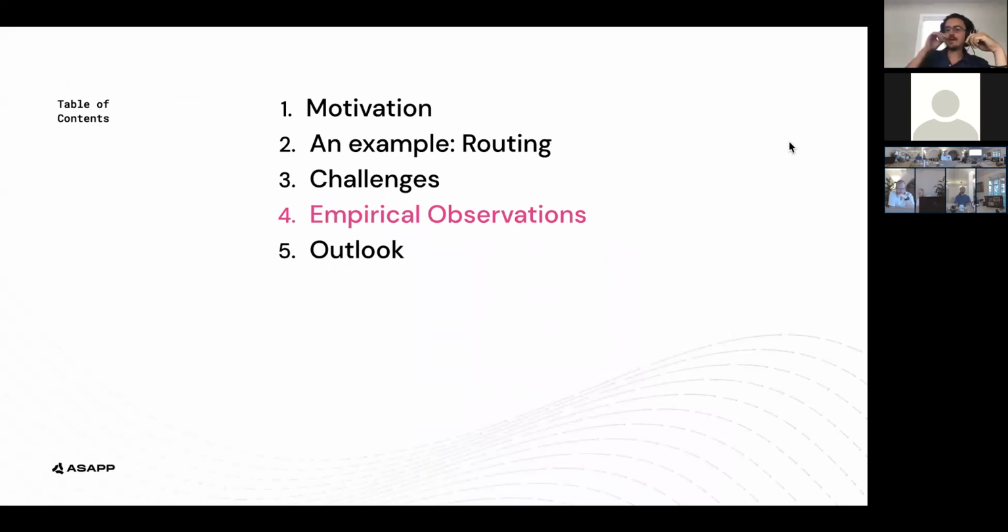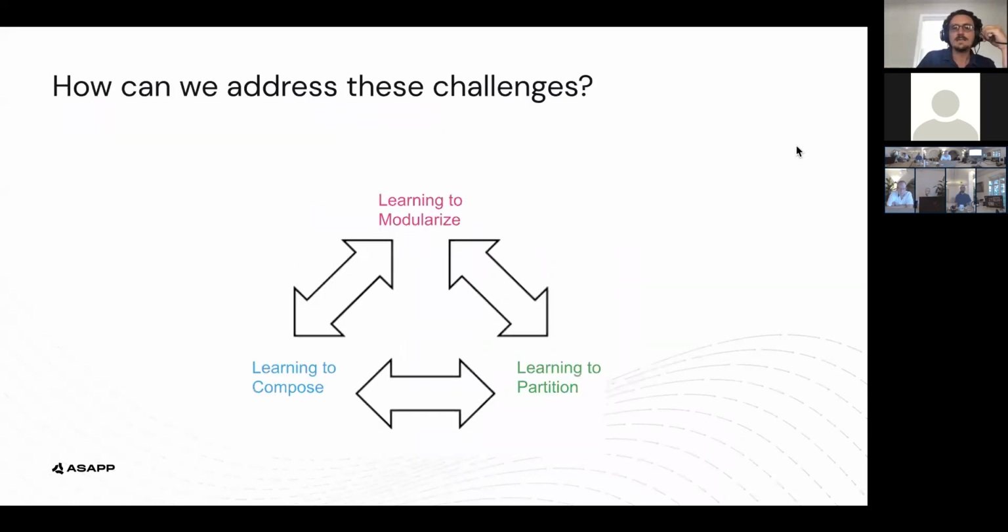Now that I've talked a little bit about the challenges, I want to come back to some high-level empirical observations and how we can tackle this triage in particular, this problem of jointly learning to modularize, to compose, and to partition. And again, as I said, we start with this triage.